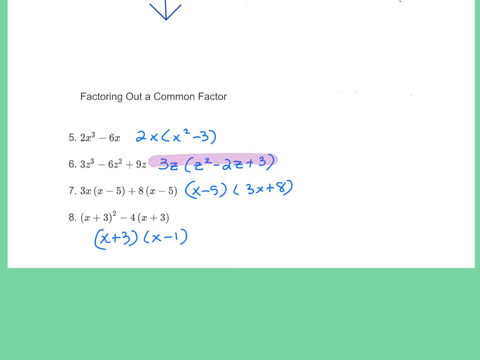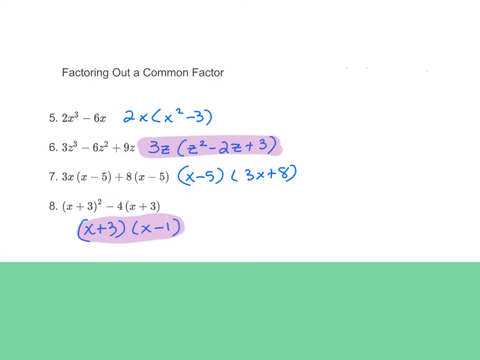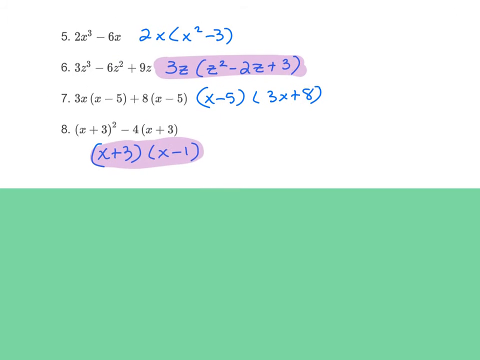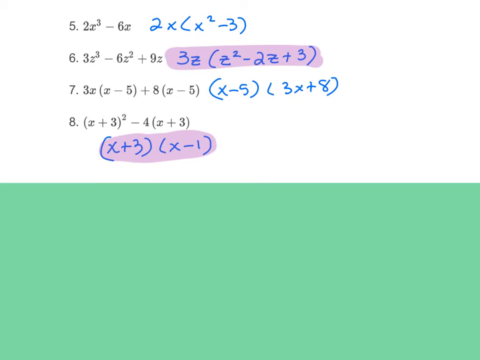6 is 3z times, parentheses, z squared minus 2z plus 3. 8 is x plus 3 times x minus 1. How did you get 7? So for 7, when you take out the greatest common factor, it's x minus 5. So that comes out first, and then what's left over is 3x plus 8. So that gets grouped together second.